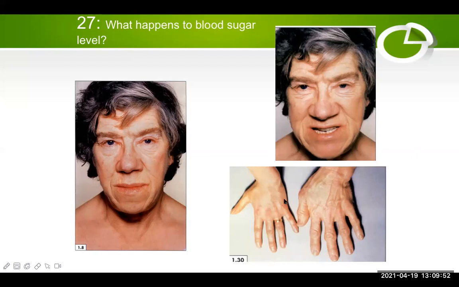Okay, so a clear-cut case of acromegaly, and in acromegaly there is increased blood sugar level because growth hormone is excessive here. You can also say this is one of the causes of secondary diabetes. So blood sugar level is high.